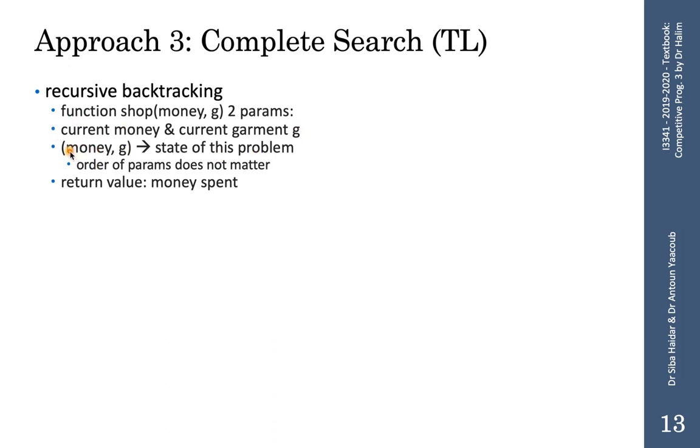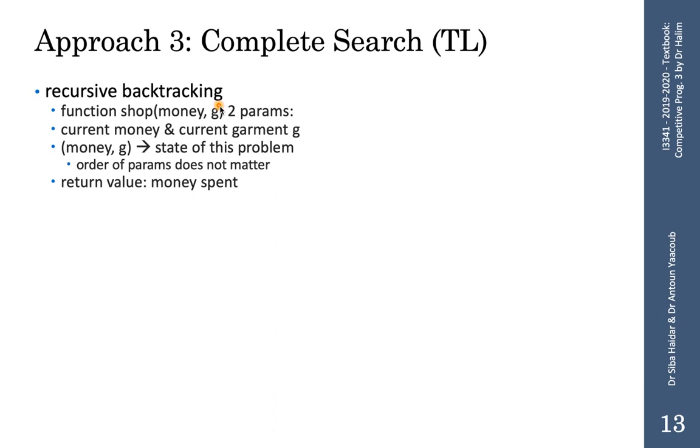This couple, the parameters of this function, is called the state of this problem. And the order of these parameters, money comma g, or g comma money, does not really matter now. And what is the return type of this function? This function returns the maximum amount spent. So first of all, I give it the full amount of money, and we will begin with garment zero because no garment has been bought yet.